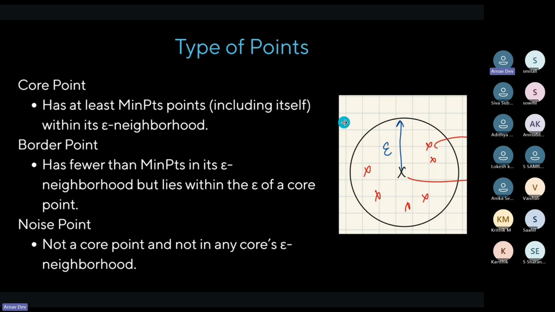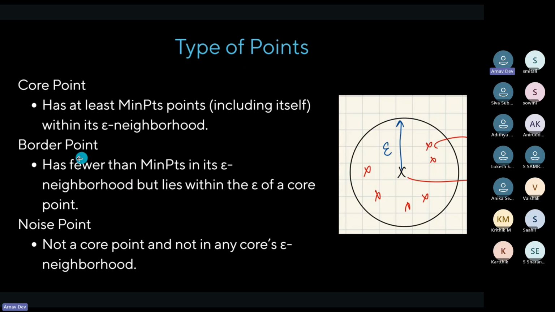I'll try to describe what the different types of points are. First of all, there's a core point. It is a point for which, within a distance of epsilon, including itself, there are at least the minimum number of points, min points, that we defined earlier. Then it's a core point.